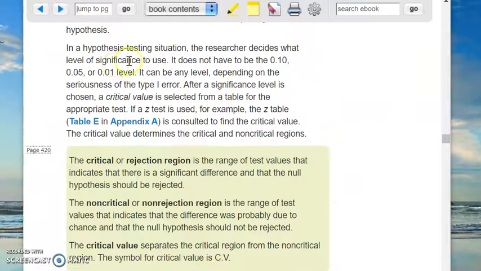All right. So we decide what level of significance we're going to use. You decide this ahead of time in this technique anyway, the traditional technique. You decide ahead of time. You say, well, I'm going to accept an alpha of 5%. Okay.